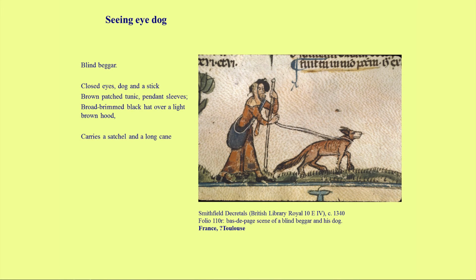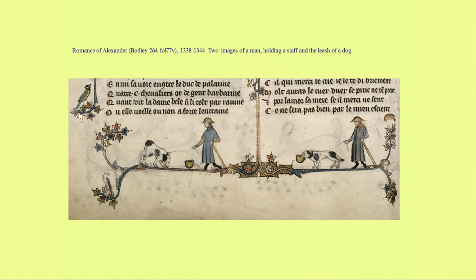We've seen this image before, but look again, the stick, the hat, the satchel, the travelling clothes. Even without the dog, we know that this guy is blind. Putting the dog in really just stamps it and emphasises it for us. And we see several images.